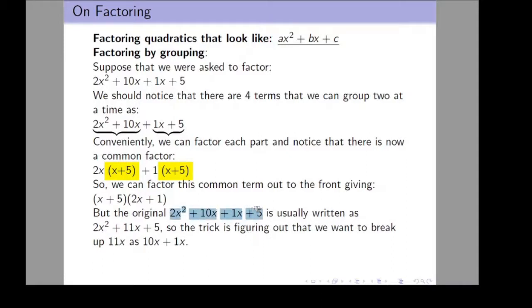But if you look at this original problem, we don't normally write 10x plus 1x in an expression like this. We normally write 11x. Okay, so the trick to this method is figuring out a way so that we can break up 11x in such a way that the factoring will work.